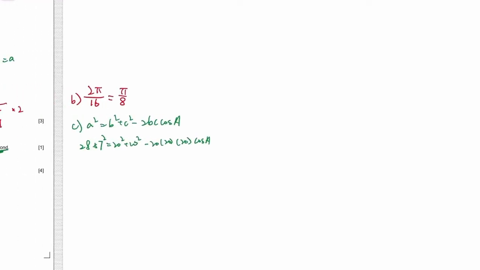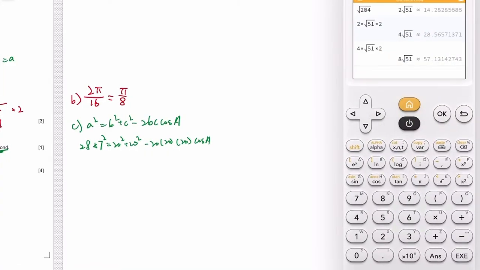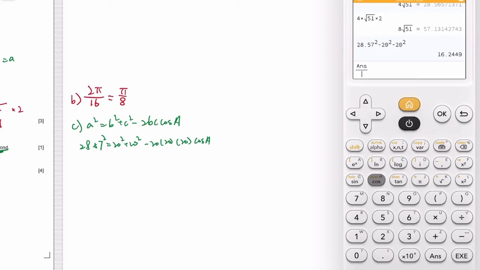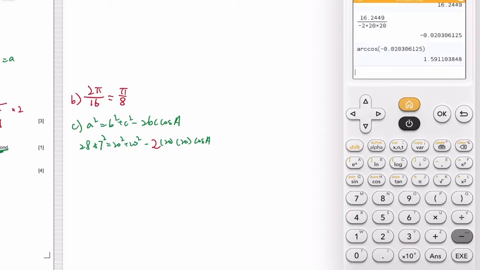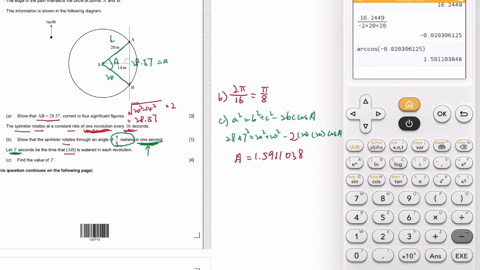So we can find cosine by calculating 28.57 squared minus 20 squared minus 20 squared, then divided by negative 2 times 20 times 20. Then arc cosine. Make sure your calculator is in radian, because this question is obviously using radian, right? The angle is 1.5911. Okay, so the angle there is 1.59.